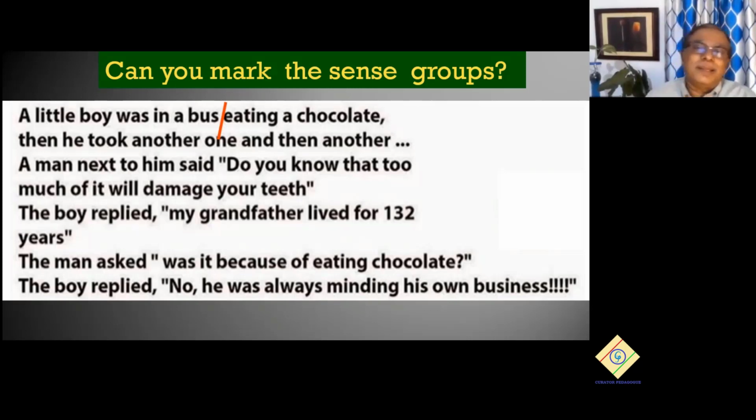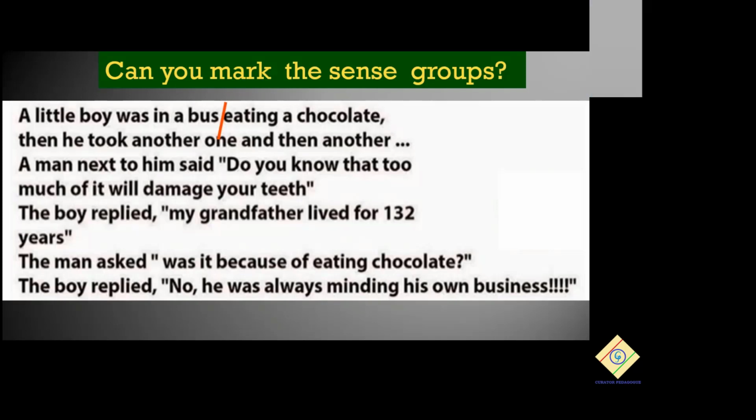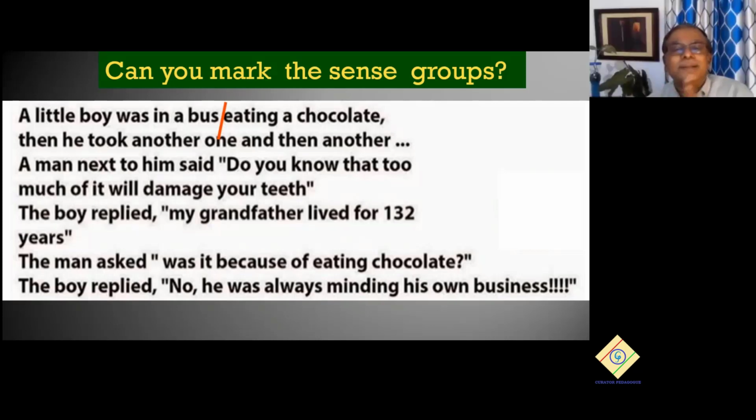Okay. Now I need a volunteer to read in sense groups, because this is a dialogue between two people. So I would also expect you to have tonal variations. You know, one is a boy, one is an old man, and there's some humor in this. Okay, so would a volunteer read this out?